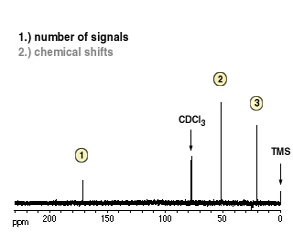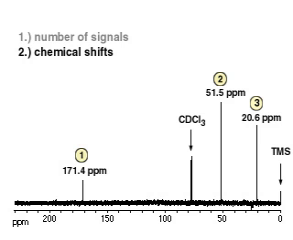The sample gives 3 signals, indicating 3 sets of equivalent carbons. The first signal has a chemical shift of 171.4 parts per million, which is characteristic for the carbonyl carbon of a carboxylic acid, ester, or amide. The second signal has a chemical shift of 51.5 parts per million. The third signal has a chemical shift of 20.6 parts per million. They both fall into the aliphatic region.